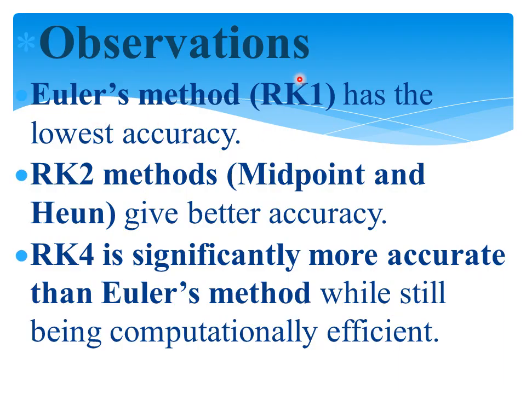Observations. Euler's method RK1 has the lowest accuracy. RK2 methods, midpoint and Heun's, give better accuracy. RK4 is significantly more accurate than Euler's method while still being computationally efficient.